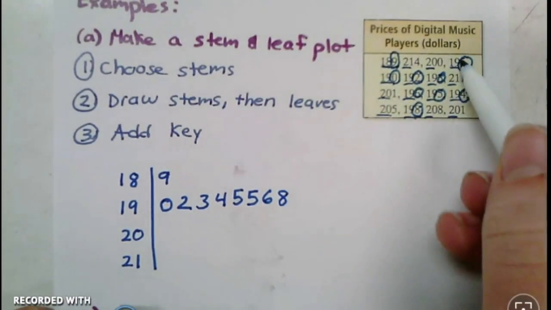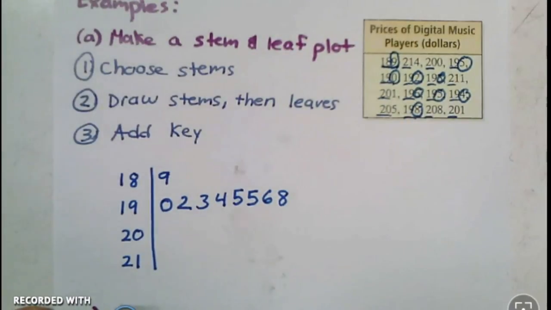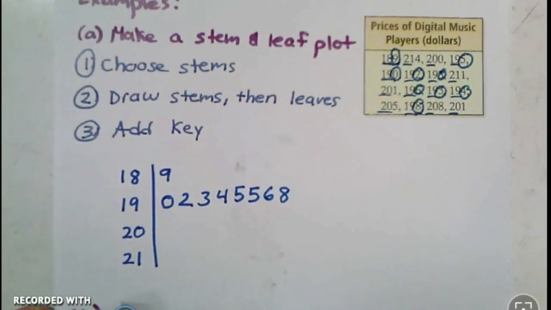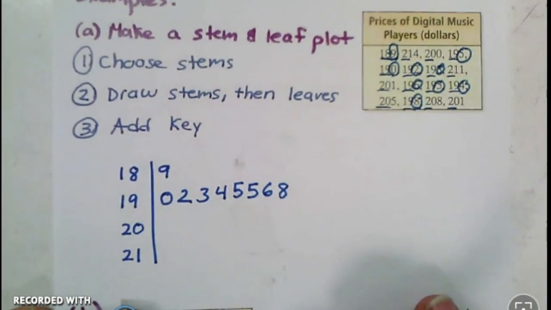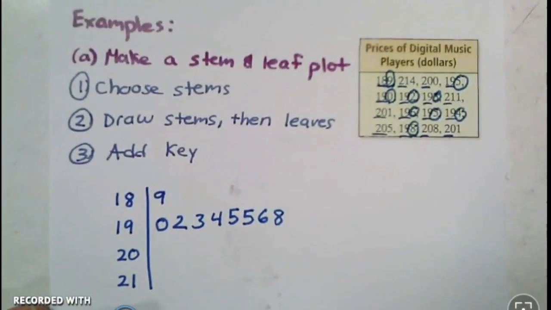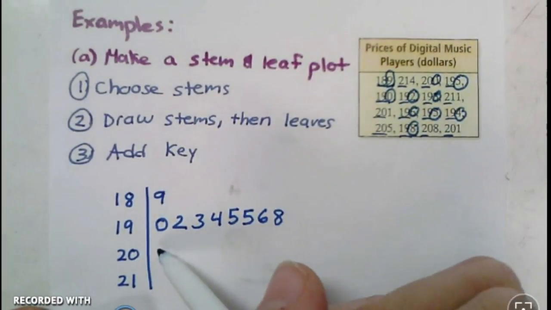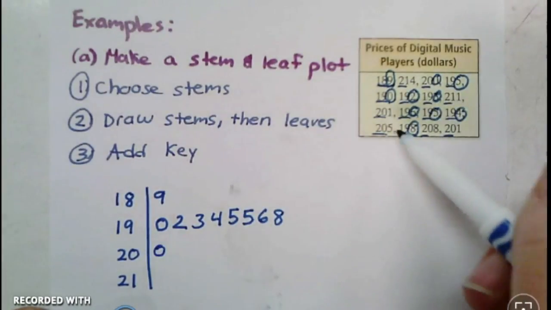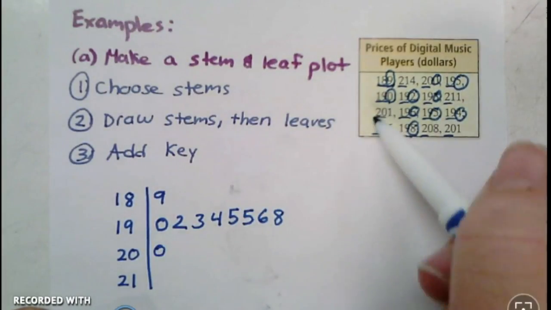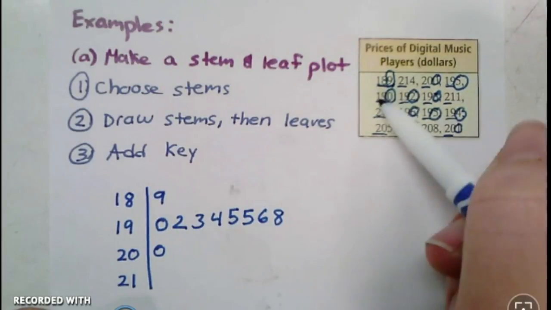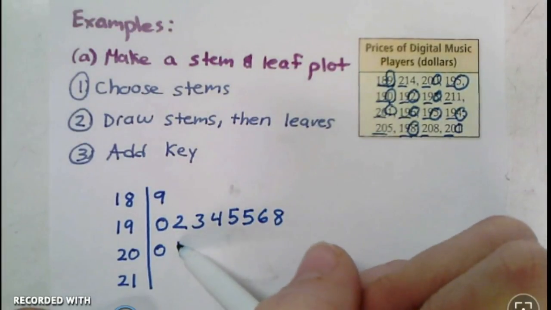Okay, and that's all of the ones that had a 19 as the stem. So now we can move on and find ones with a stem of 20. So here I got a 0. We know that's going to be first. 200. Looks like 201 happens 2 times.